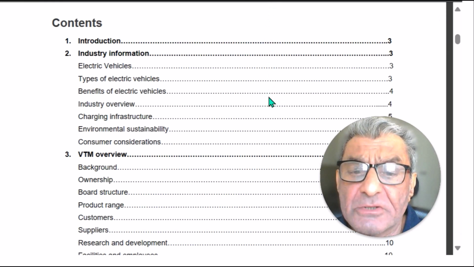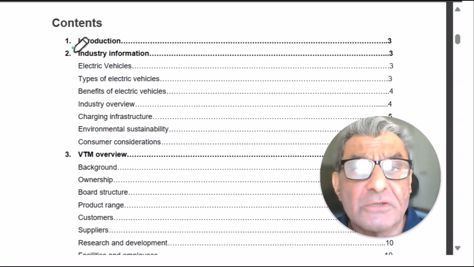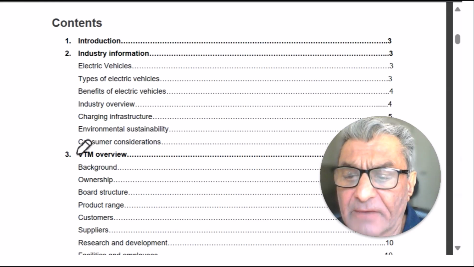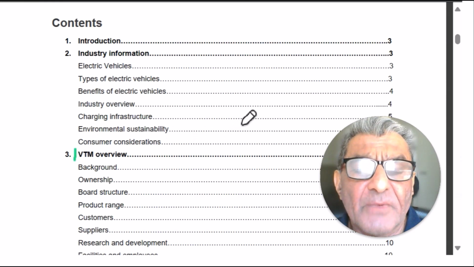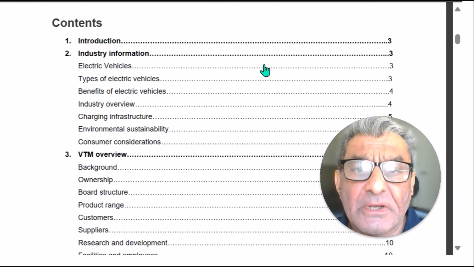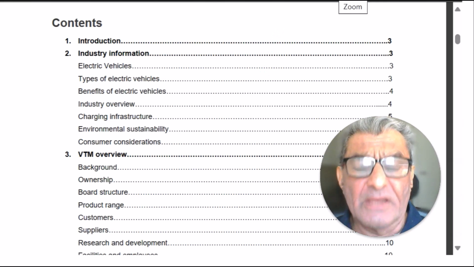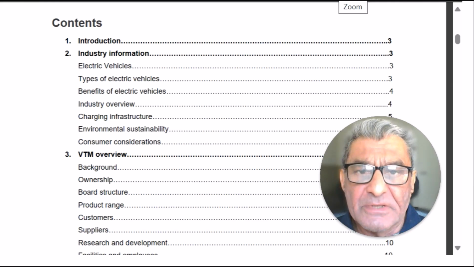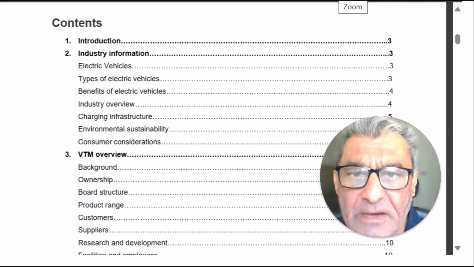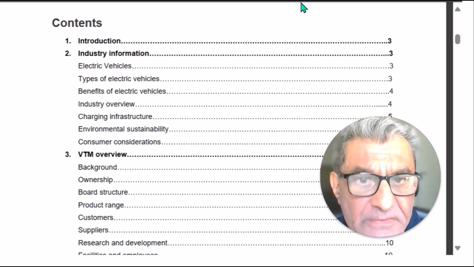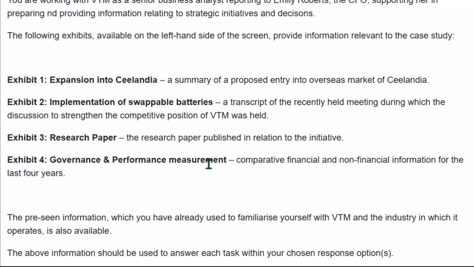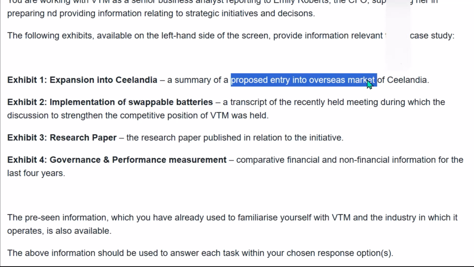Now, this information is given to us in the case study. So here we have the industry information, and then we have the background and other information on the organization in the examination. Okay, so we're now experts going into the exam about all of these areas. What happens in the exam? So we get into the examination and we see that one of the exhibits talks about a proposed entry into overseas markets, right?